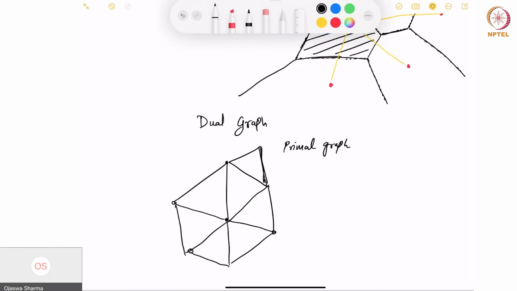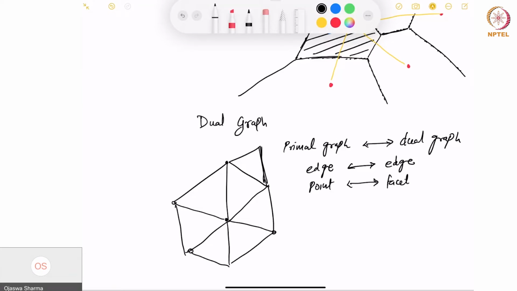So in a primal graph, and then you have a dual graph. An edge in a primal graph transforms to an edge in a dual graph and vice versa. A point in a primal graph becomes a facet in a dual graph, and a facet in a primal graph transforms to a point in a dual graph. So let's see how it looks. Let me draw in red the dual of it.